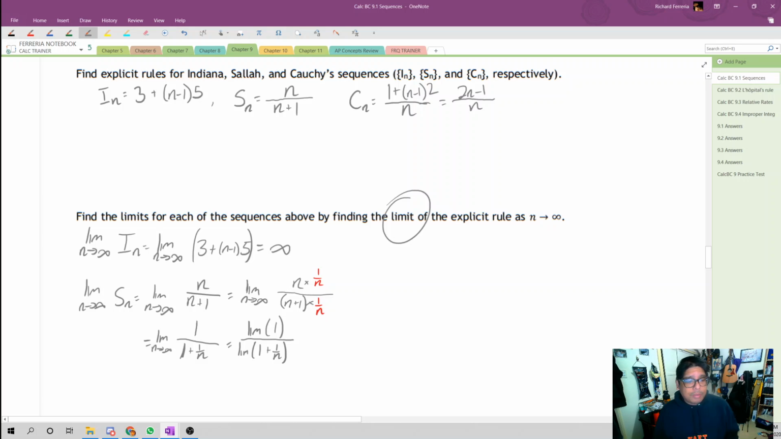But wait, look at the denominator. The denominator is a sum. So this is the same as the limit of 1 over the limit of 1 plus the limit of 1 over n. And that is really nice because the limit of 1 is just 1. The limit of 1, again, is just 1. And then the limit of 1 over n, that's always equal to 0. So it seems as though this limit is equal to 1.